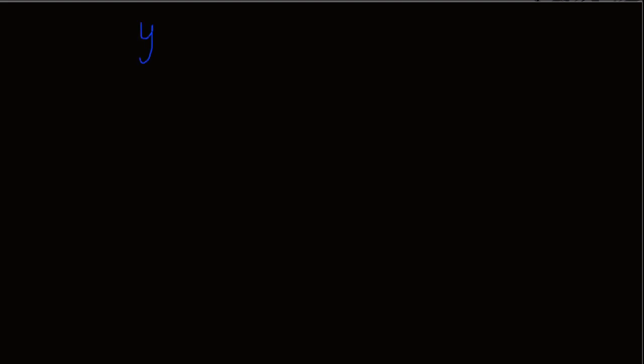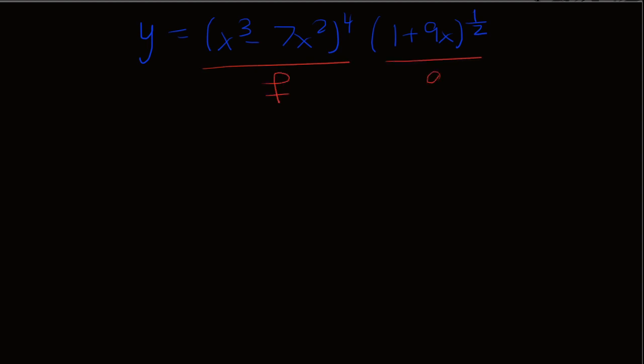We want to differentiate y equals (x cubed minus 7x squared) to the fourth times (1 plus 9x) to the 1/2. I'm going to let this be f and that be g. So we have f prime g plus g prime f.